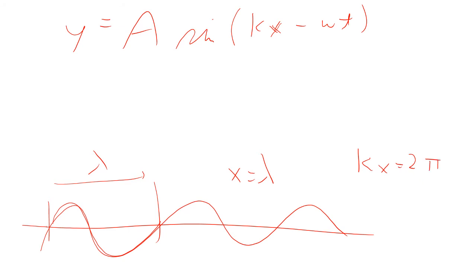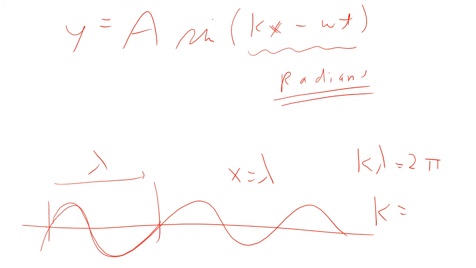Okay, this is in radians. So you have to make sure your calculator is set in radians mode here. Okay, so kx, but x is lambda. So that means that k lambda is 2 pi. So 2 pi divided by lambda is k. So the wave number is 2 pi over lambda.